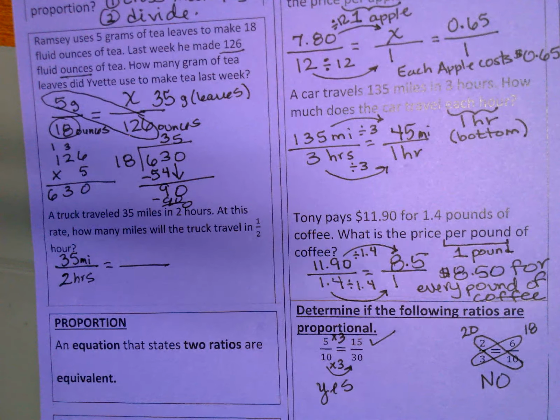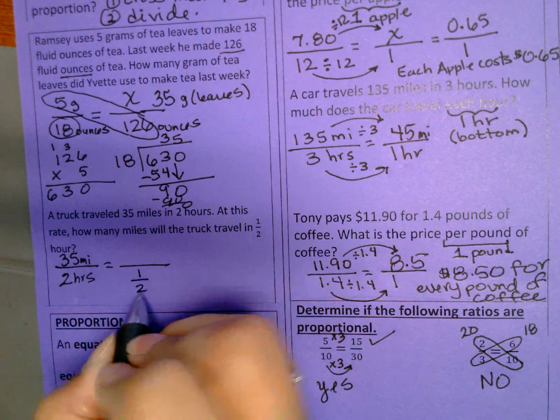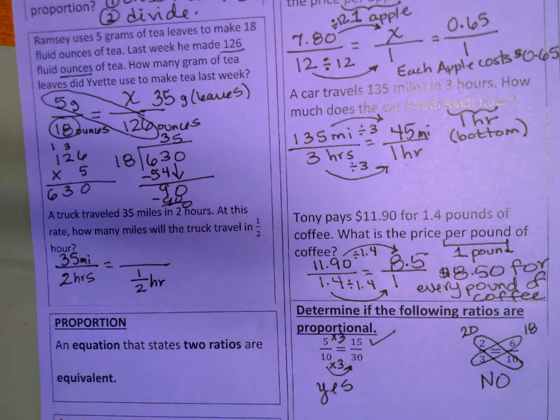Top or bottom? Bottom. Why? Because it says 1/2 an hour, and it says we have 2 hours, right? Very good. So I'm going to put half right here. Why are you going to put one?